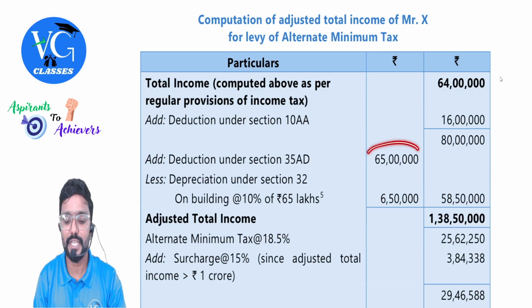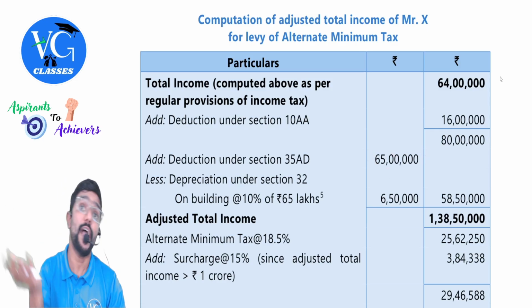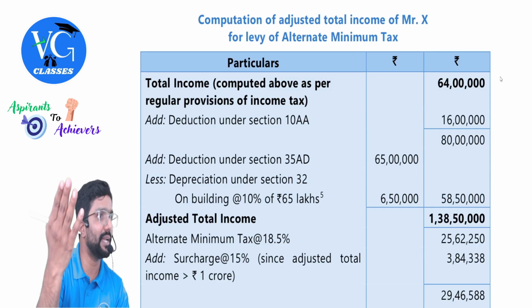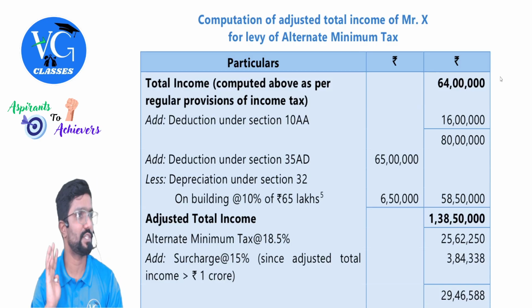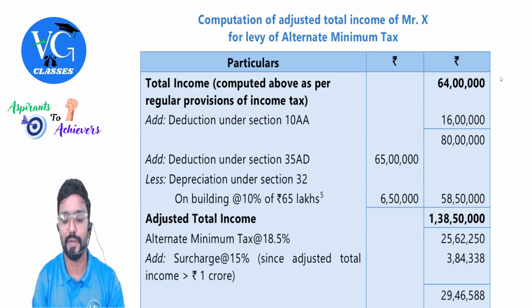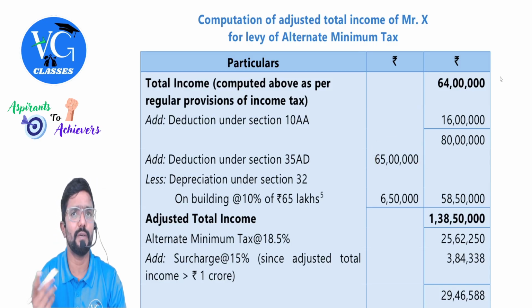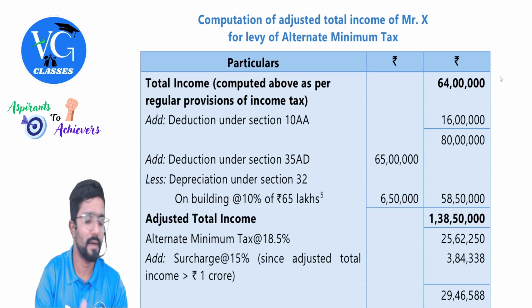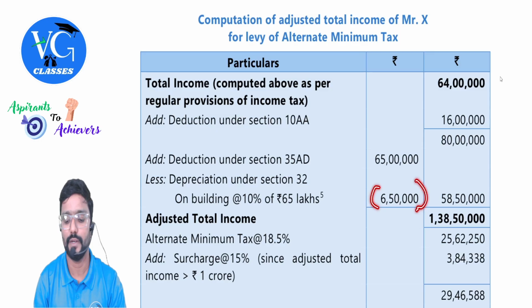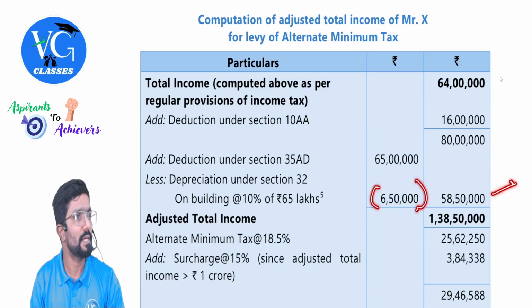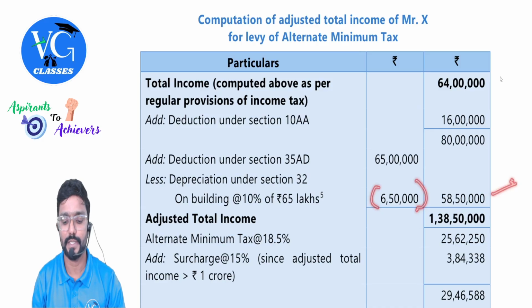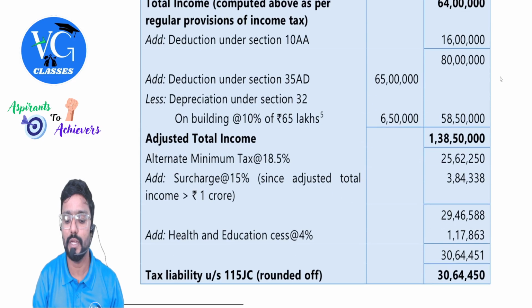Yes. So on 65 lakh, if depreciation would have been claimed, how much would he have claimed? 10%, reduce that much. So 65 lakh into 10%. Why 10%? Because it is the building. Clear? Reduce 6 lakh 50,000. Remaining you add back. Hope you got it. Clear? Yes, sir. So adjusted total income is 1 crore 38 lakh 50,000.